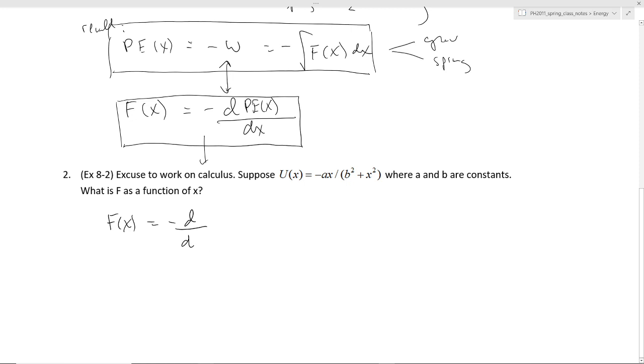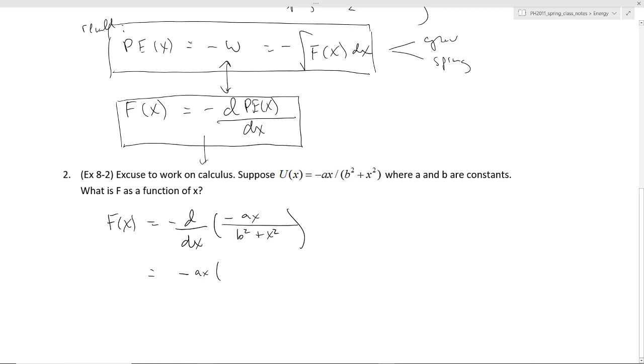derivative. I think folks are pretty comfortable with derivatives. So we need to take the derivative of this function. The way I suspect you've learned the quotient rule, the way I remember how to do this, it's kind of cheesy, but it's going to be the top high, d low. So, and what's the derivative of b squared plus x squared?